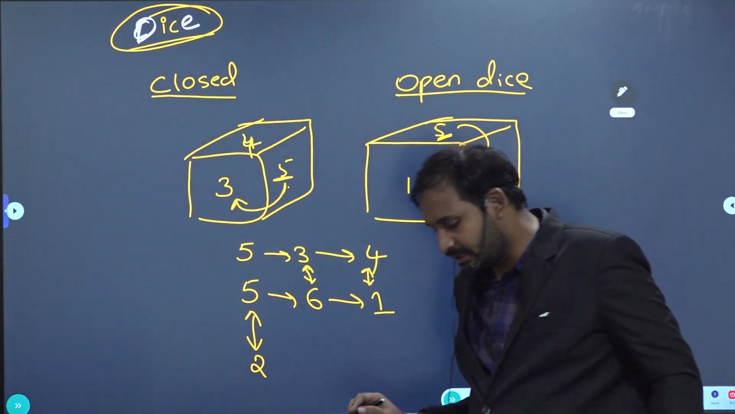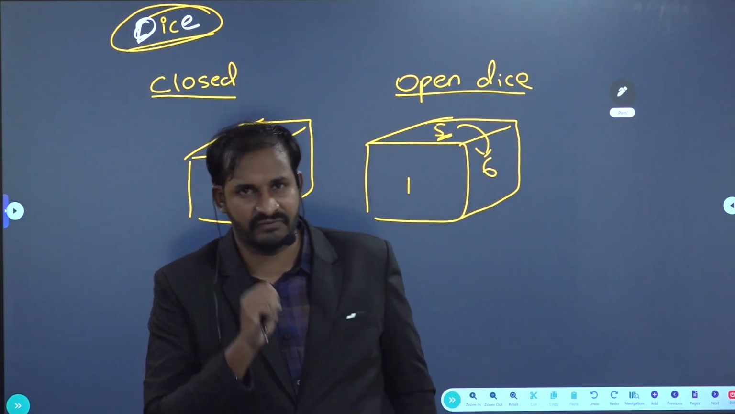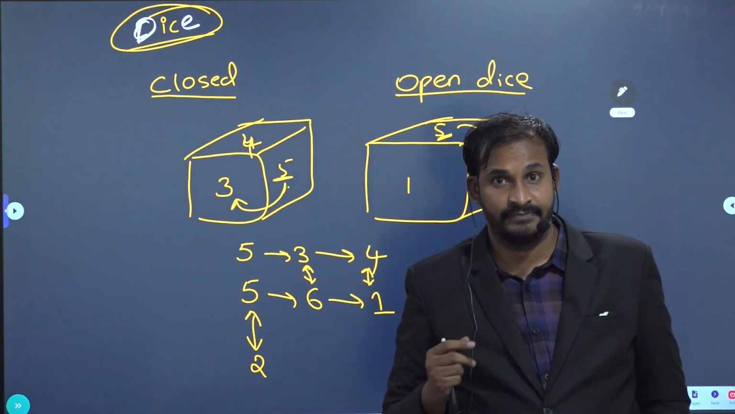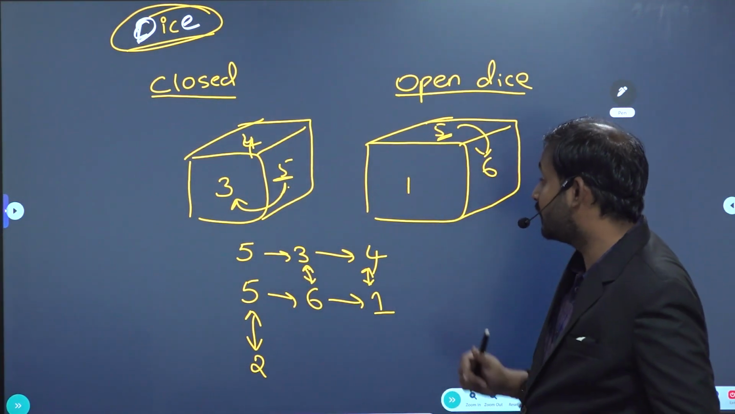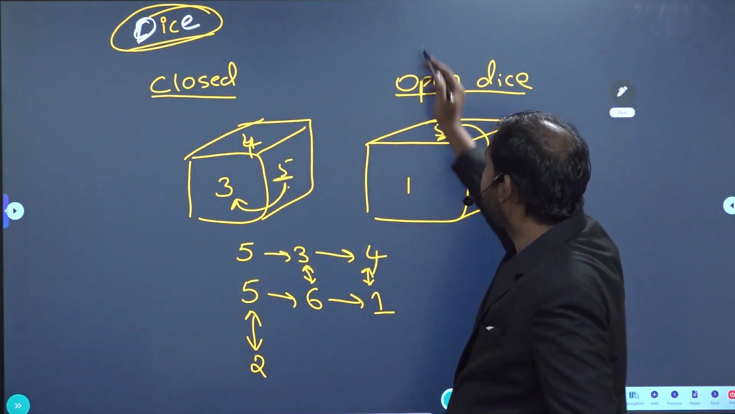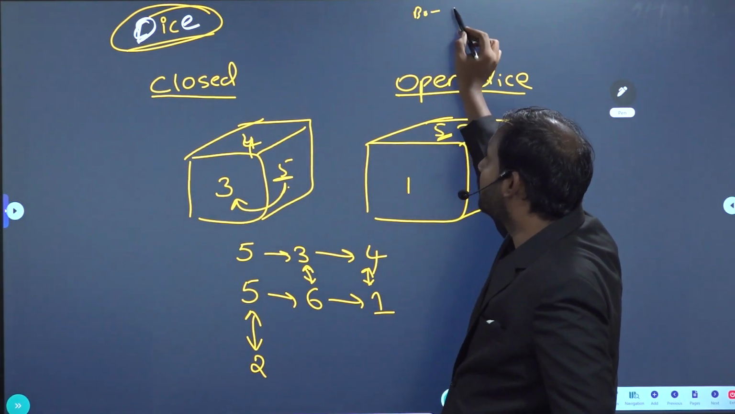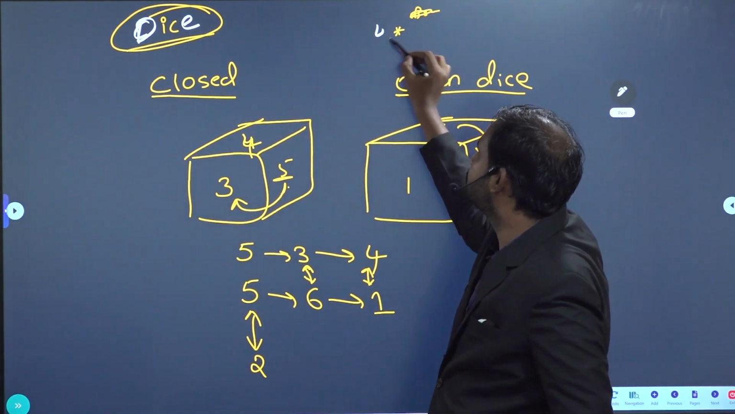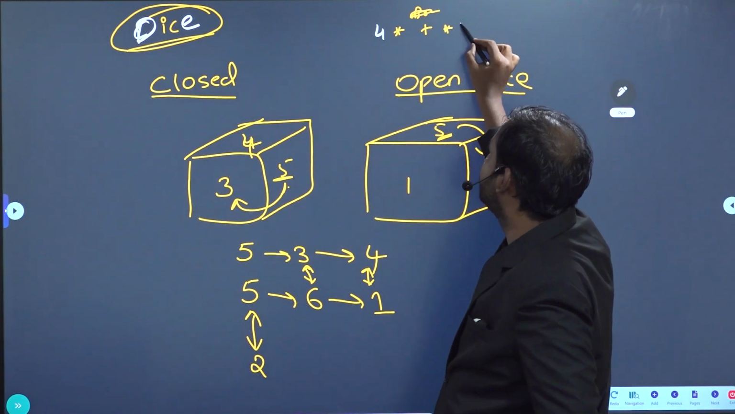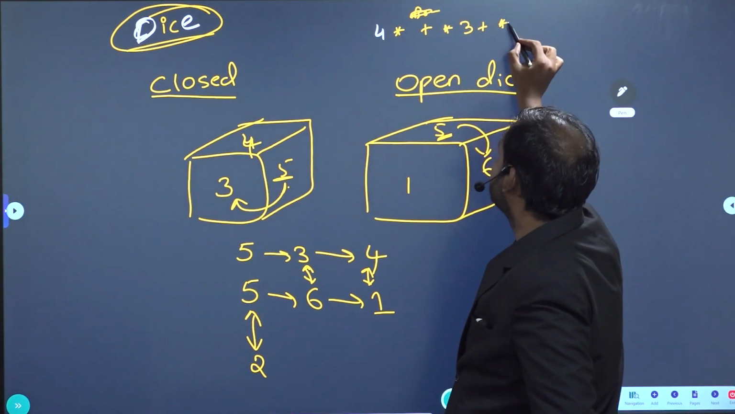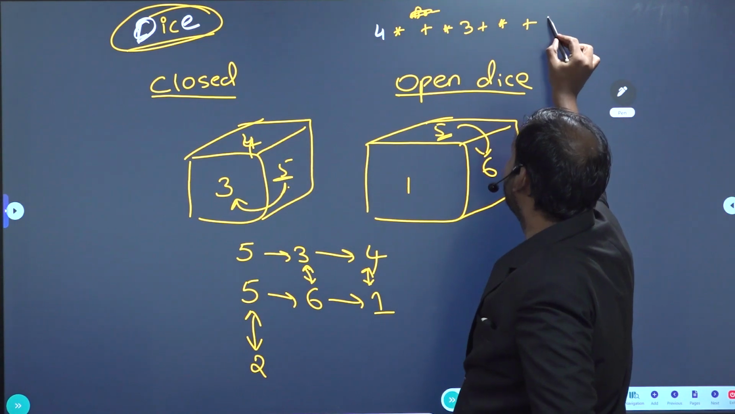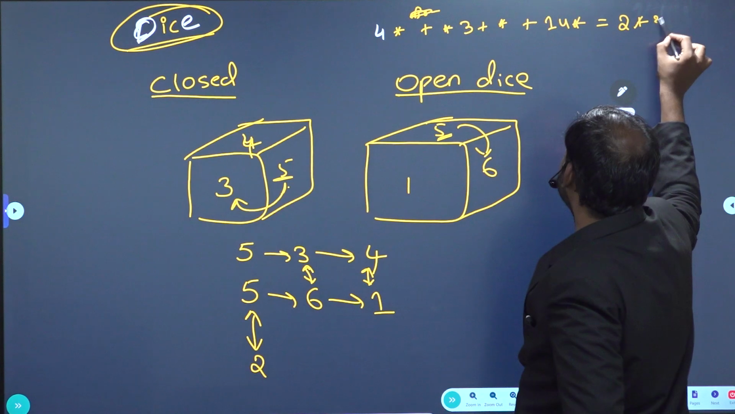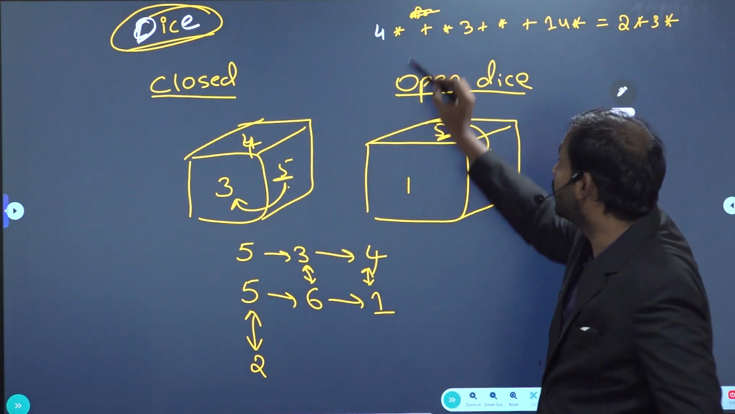See students, generally in dice there will be two types of questions. One is based on numbers and the other one is based on symbols. And I forgot to tell you one more thing. They ask one question based on addition or subtraction, that means something like 4 star plus star into 3 plus star plus some 1 4 star, and this value is equal to some 2 star 3 star. Like this they are giving. They are asking one question of this model.